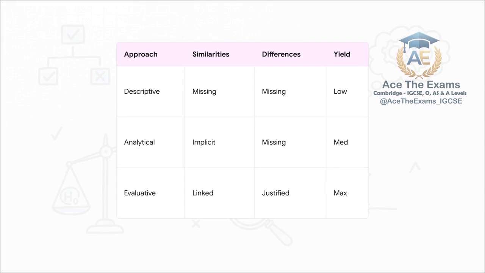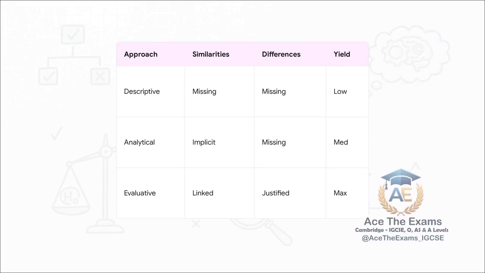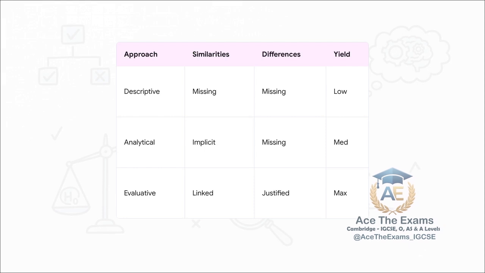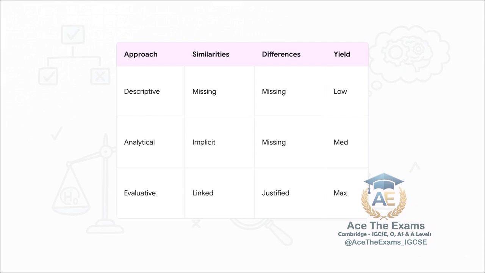You have a few seconds to scan this matrix and extract the single highest value data trend. Look at the analytical approach on the left and look at the mark yield on the far right. What guarantees the maximum mark? Go.